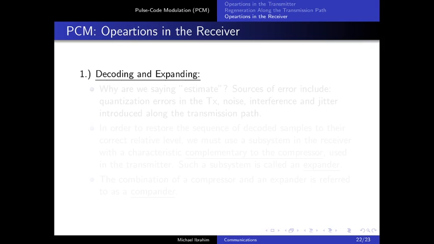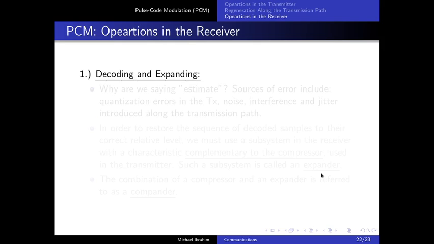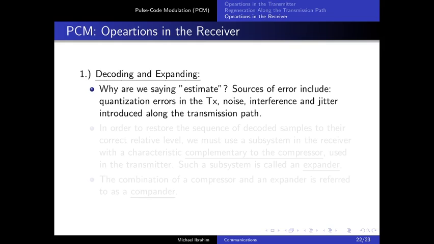And here is where we have a question. Why are we saying an estimate? Because there are many sources of error in this case. We are saying an estimate of the compressed samples because we have errors. We have many sources of errors, including the quantization error in the transmitter, the noise and interference and jitter along the transmission path.